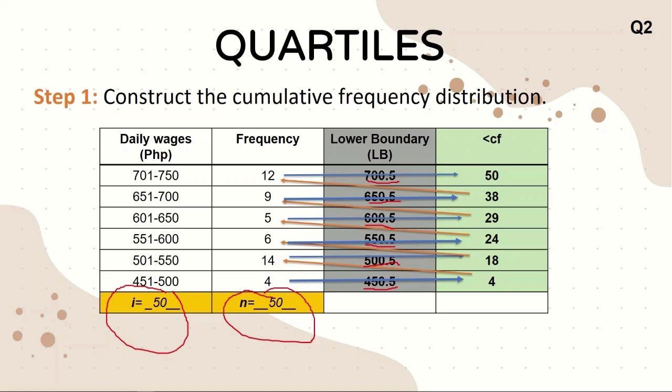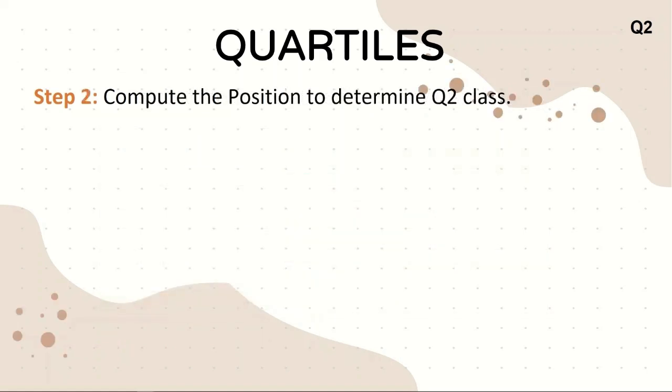For step 2, compute the position to determine the second quartile class. Using the formula for the position of quartile 2, which is k times n over 4, since we want the position of the second quartile, k is equal to 2 and n is equal to 50. Substituting to the formula, 2 times 50 over 4, the position of quartile 2 is equal to 25.